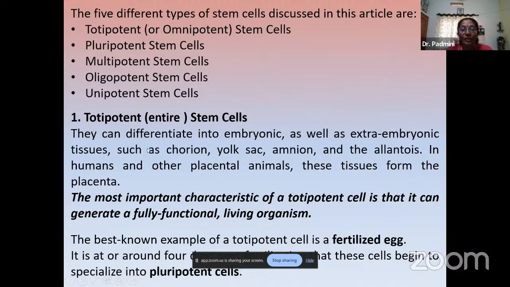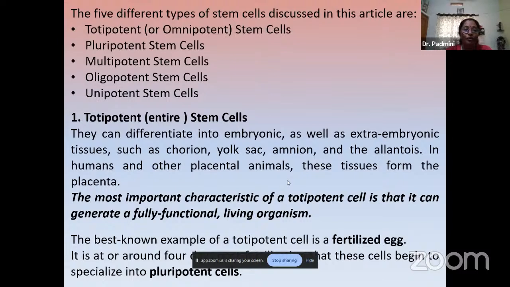So what is an extra embryonic tissue over here? It can be a chorion, it can be a yolk sac, it can be an amnion, and also it can be an allantois. And in humans, this can be formed as a placenta. Why? Because the development of the embryo needs the placenta.